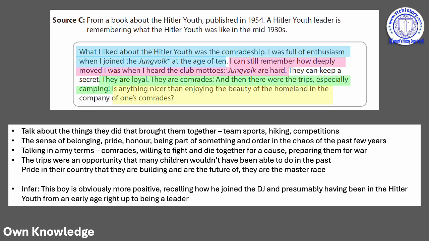This boy is obviously more positive, recalling how he joined the Deutsche Jungvolk, the DJ, and presumably having been in the Hitler Youth from an early age right up to being a leader. So we know that the DJ was the younger kids. So the fact that he's a leader of the Hitler Youth when he wrote this, he's clearly gone through the whole process. So that's probably why he's so positive, because he's been there from the very beginning. Things like that we might want to include.